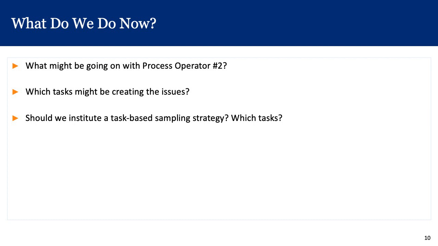And so it looks like there are maybe two types of tasks that this worker is doing, some that are leading to very low exposures, but occasionally there might be very high exposure tasks. And so that's maybe something that will prompt us to look at a task-based sampling strategy.